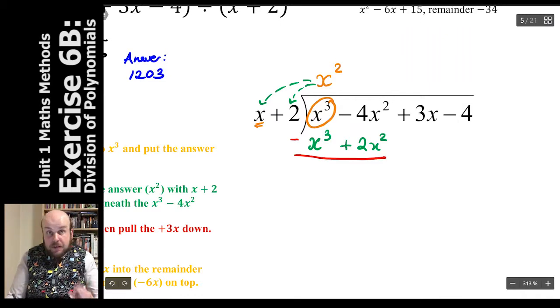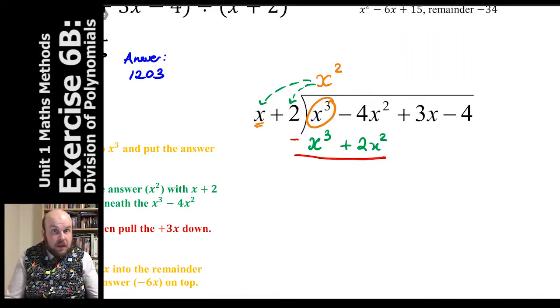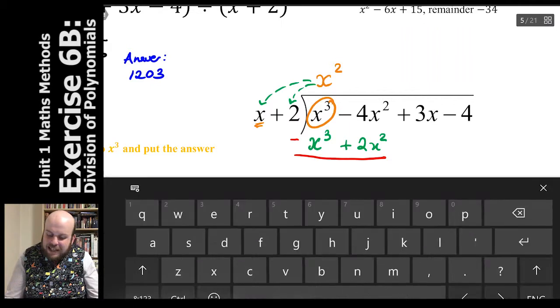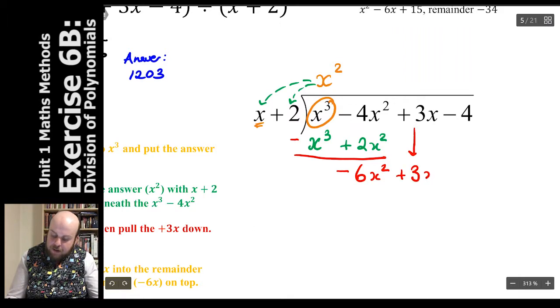Now, if you haven't derped, that first little digit, the x cubed in green that I've written there, should be identical to the thing that you divided by, because otherwise you've made some colossal mistake. So x cubed take away x cubed is going to be 0. Negative 4x squared take away positive 2x squared is going to be negative 6x squared. And I'm going to bring down my positive 3x.